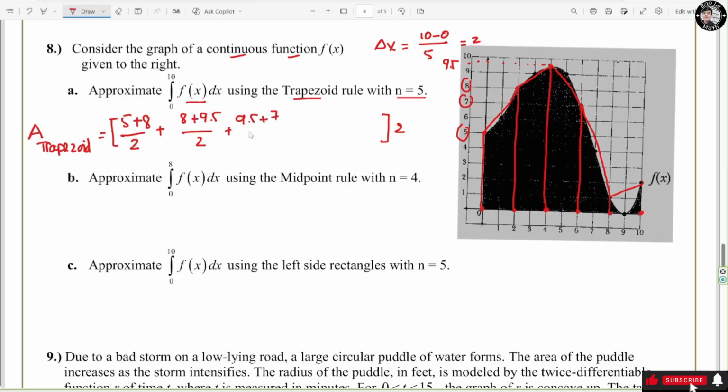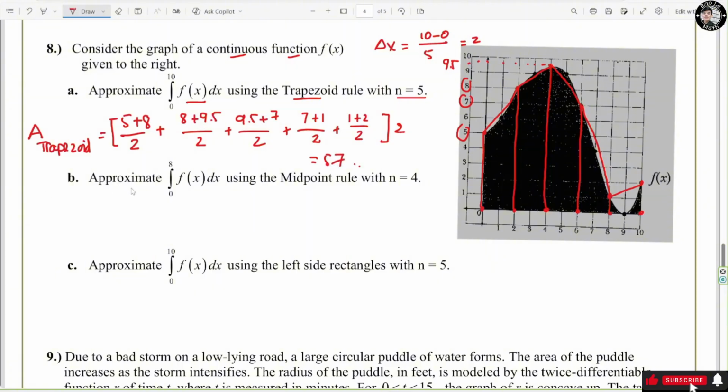9.5 plus 7 divided by 2. Next, 7 plus this guy 1, right? 7 plus 1 divided by 2. And the last one, 1 plus 2, right? 1 plus 2 divided by 2, and altogether multiplied by 2. Now if you use the calculator, it's approximately 57.